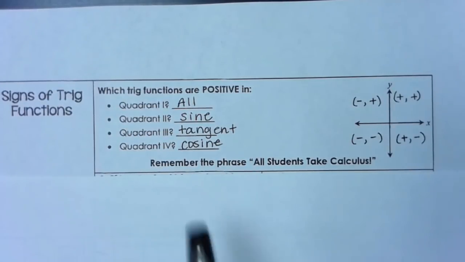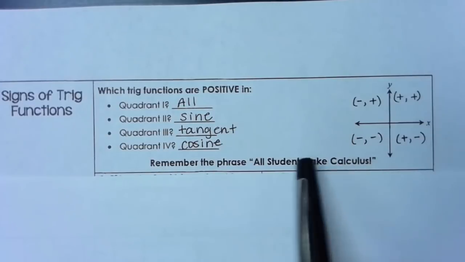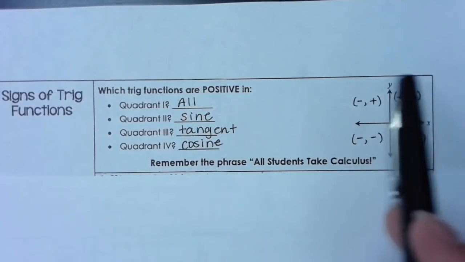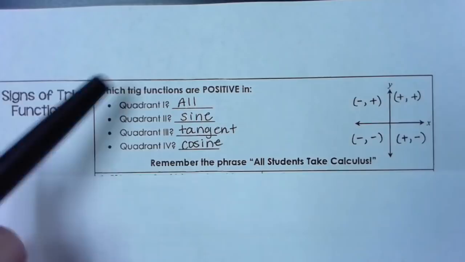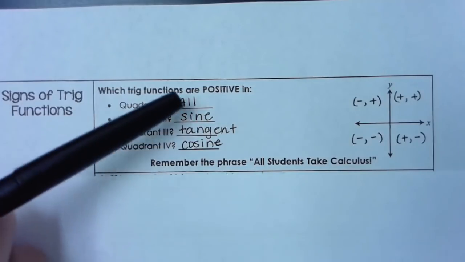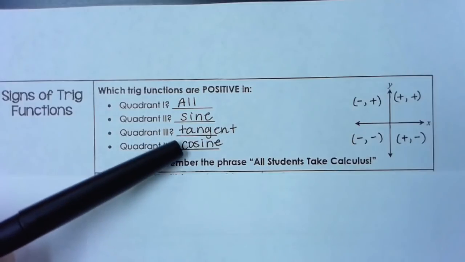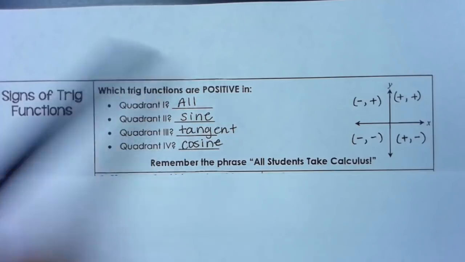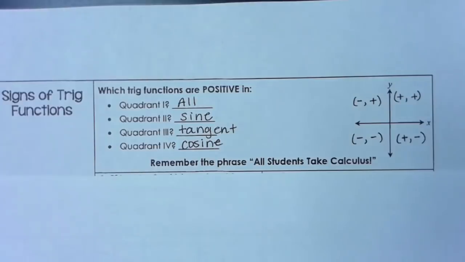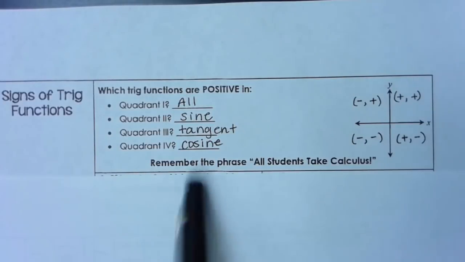Okay, and this is a neat little mnemonic device that will help you remember just the order in which the quadrants go. All students take calculus. All students tangent take cosine calculus. So all students take calculus. That's one way to remember as you go about trying to remember the signs.